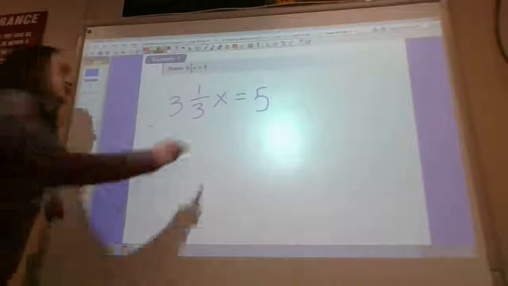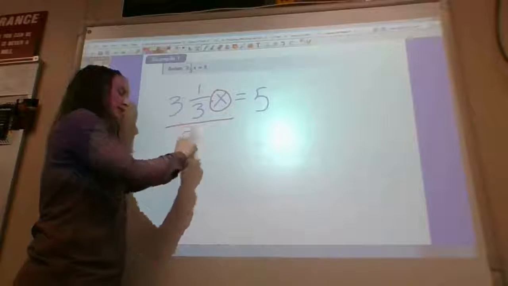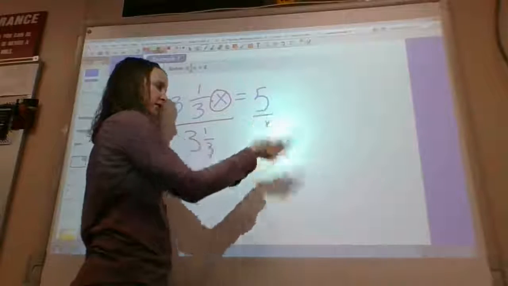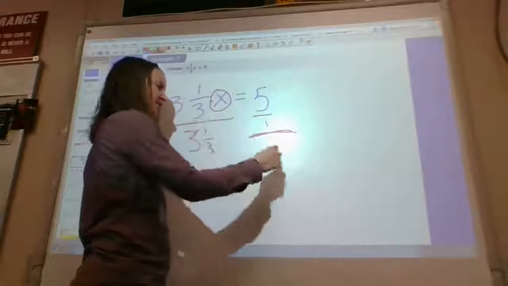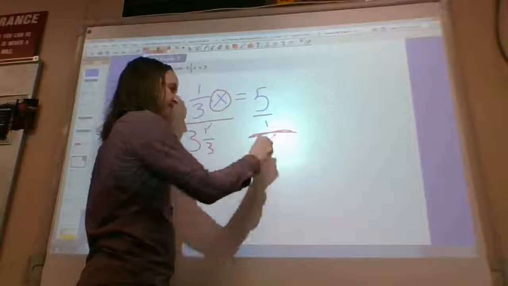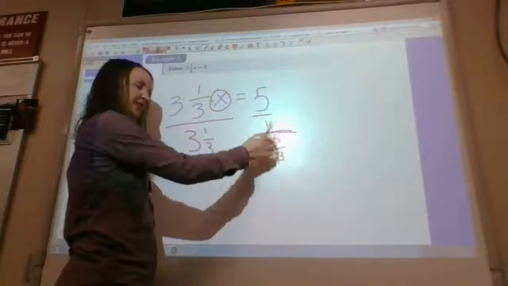All right, hopefully you see, this is multiplication. Opposite of multiplication, we're going to divide both sides by 3 1/3. Now, if you want to save yourself a step, you go 5 over 1 divided by, well, how many thirds is that going to be? Well, 3 times 3, 9. That's going to be 10 thirds. When you divide both sides by 3 1/3, that's the same as 10 1/3.